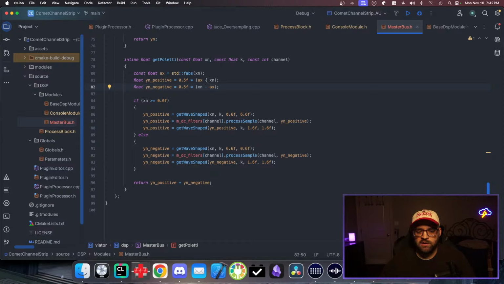So negative and positive, and then we have the 0.5 because adding these together is essentially doing the same thing as xn times 2, right? If you add two things that are the same together, it'll be double the size. And now we can get rid of this, and we could just say the same thing, basically.